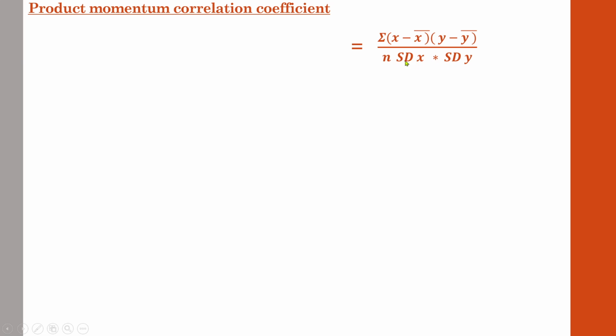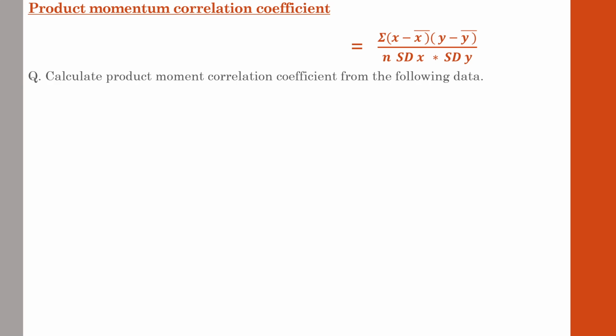See, n into standard deviation of x into standard deviation of y. Just multiply the standard deviation of x and y, then multiply that product with n. Don't get confused about n appearing here and not there. We are multiplying the n with the product of the standard deviations. So this is the equation for finding the product moment correlation coefficient. Just work out a case, then you will get a clear picture.